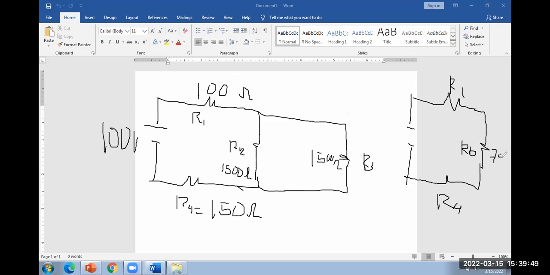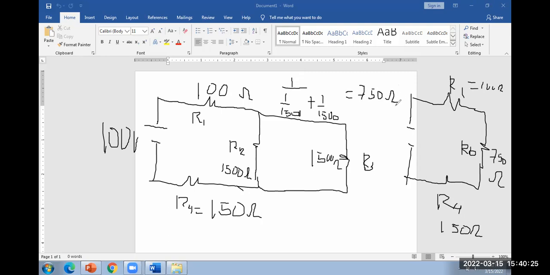Yan, 750 ohms na. Kasi parallel, di ba? So, naka-parallel ka na. Ito ay 100 ohms. Tapos, meron kang 150 ohms. Pinarallel ko muna ito. So, 1 over 1.5 plus 1 over 1.5. Ang nakuha natin dito ay 750 ohms.